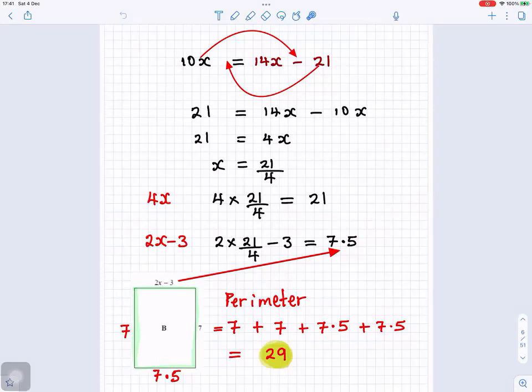So for the rectangle B, we have 21, 7.5, 21, 7.5. Add all 4 of them, it gives you a perimeter of 29.